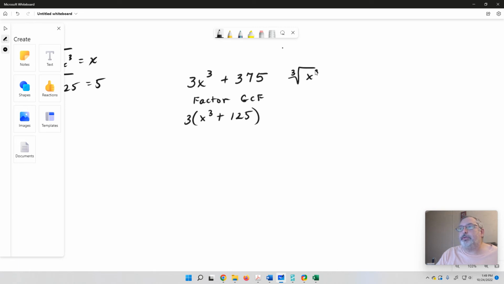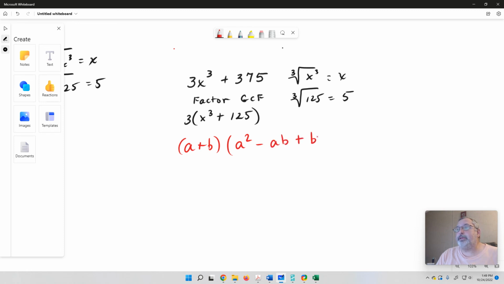So we'll go through the same pattern. Cube root of x cubed is x, cube root of 125 is 5. It's easiest if you already have the perfect cubes memorized, 1 through 10. That's usually about all we use. And since it's a plus sign here, remember my pattern, same, opposite, always positive. So a plus b, same, a squared minus ab, opposite, plus b squared, always positive.